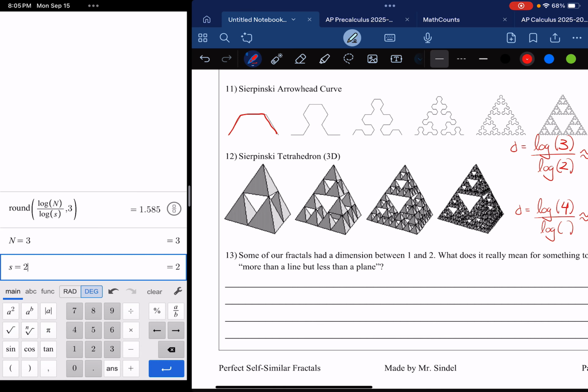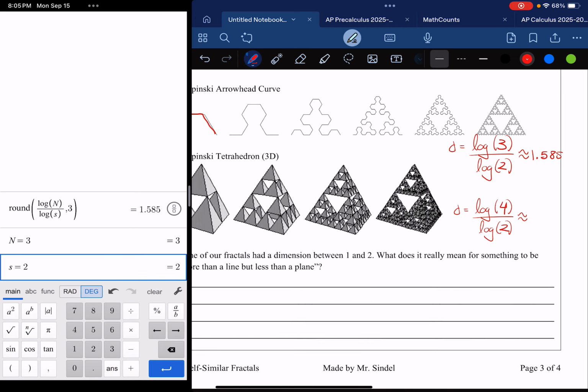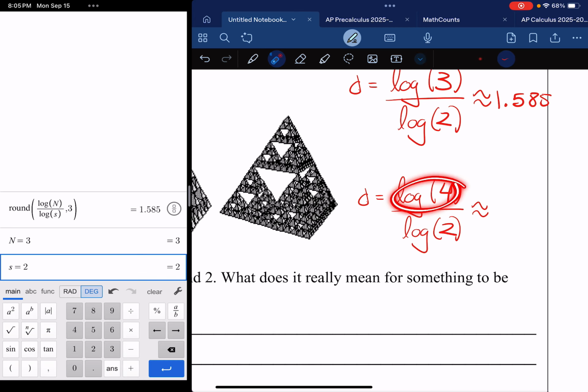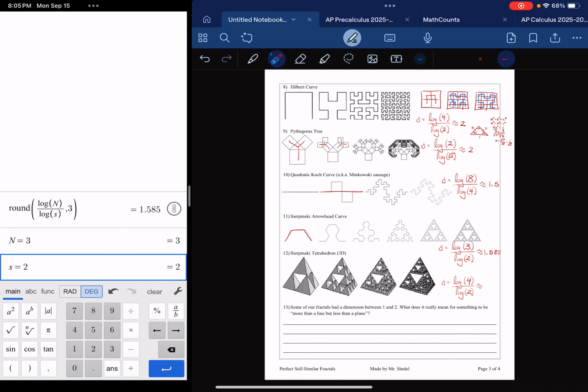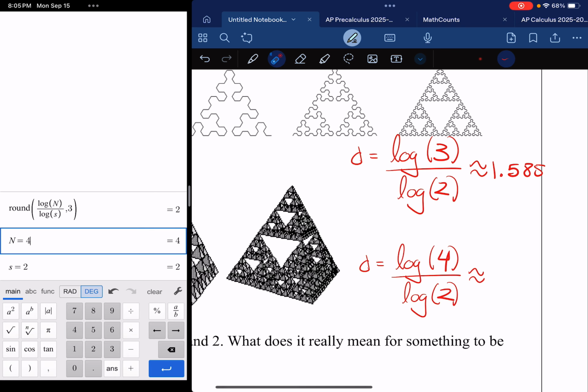And then what was the side length? The side length used to be 1 there, and now it's 2 there, just for the side length. You don't do area, you don't do volume, it's side length. So it's going to be log of 2. And you might be thinking, wait, Mr. Sandell, we've done log of 4 divided by log of 2 a lot. We've been doing it up here for the Hilbert curve. We did it for number 5, the H curve. But just in case you forgot, log of 4 divided by log of 2 is 2.